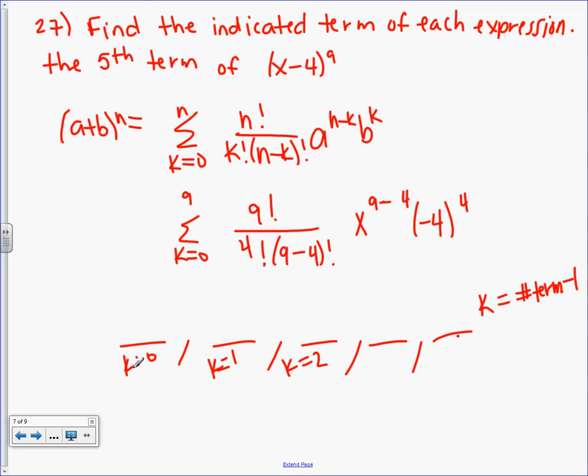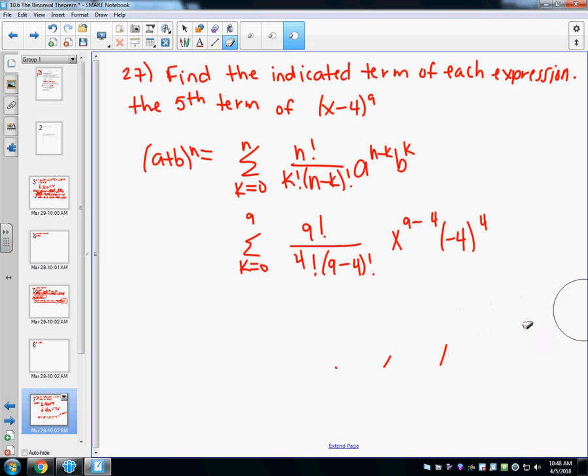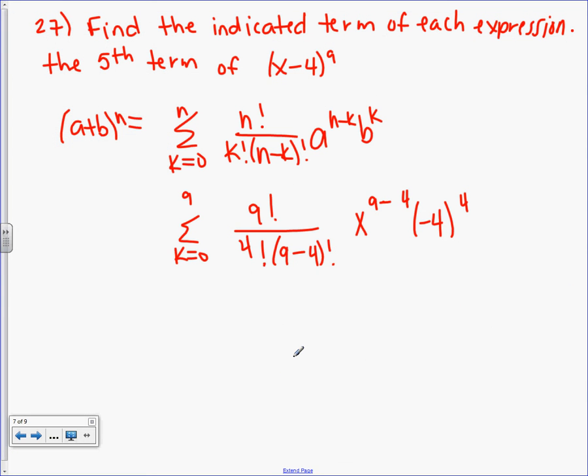Okay? I'm going to erase this because I'm going to need space. All right, so again, I know how confusing that looks, but we already knew a from before. We knew b from before. We knew n from before. The only thing that was new was k, and you just subtract 1. Okay? So now we're going to actually do some math. I do as much math on my own as I can before I use my calculator. Like I'm going to say 9 minus 4 is 5, right? So it's going to be 9 factorial over 4 factorial, 5 factorial, x to the 5, and whatever negative 4 to the 4 is. I'll do that later.